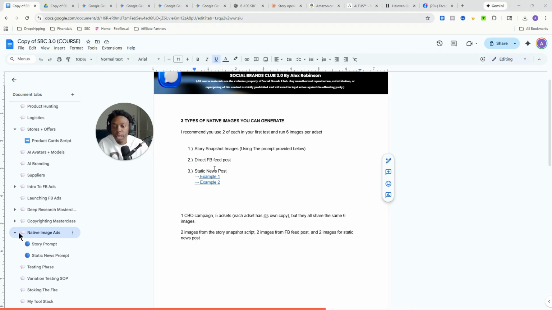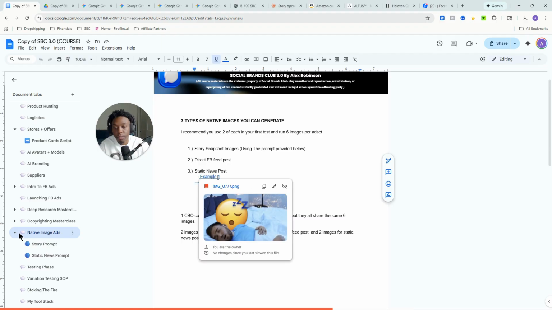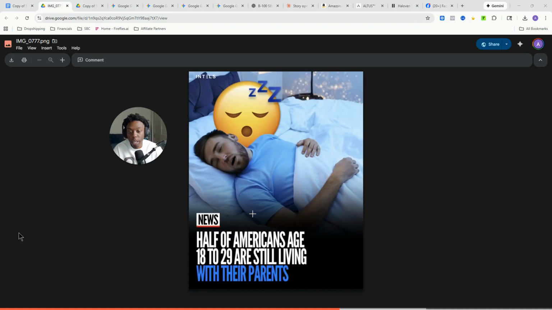So this is actually the images that I was generating when I first started doing native image ads months ago. But it's these images here that actually do really good on Facebook and Instagram, where it's like these little static news posts as if there's some information or some news that's being broken.